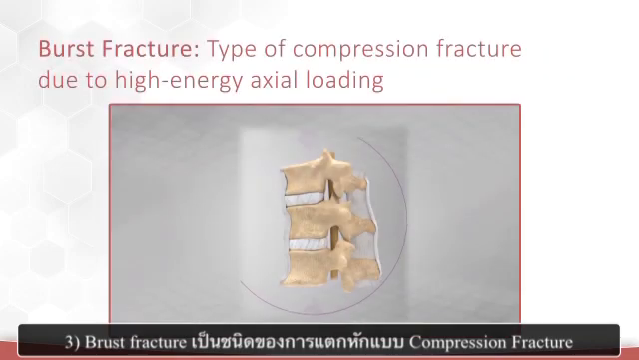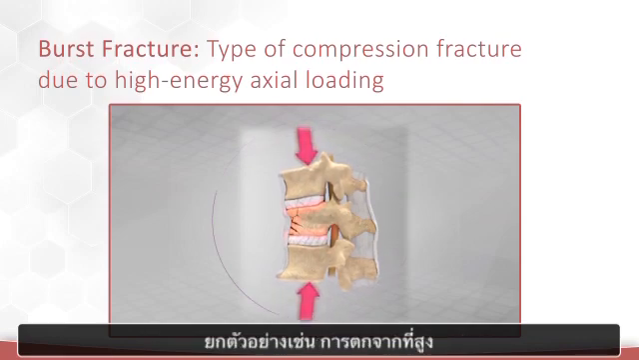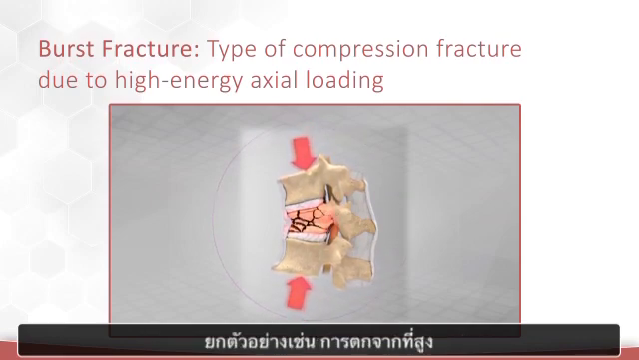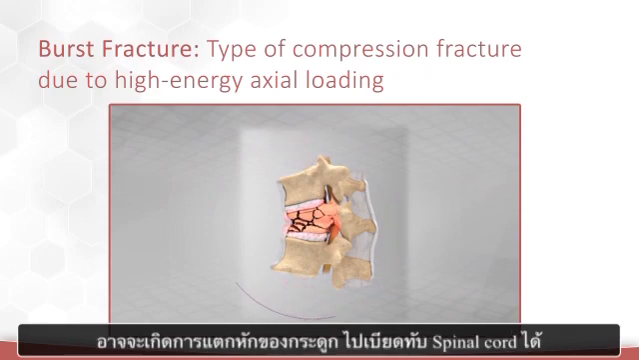A burst fracture is a type of compression fracture due to high-energy axial loading, such as falling from a height and landing on the feet or seat. This results in loss of vertebral body height on both the front and back sides, with possible retropulsion of bony fragments into the spinal canal, risking neurological impairment.